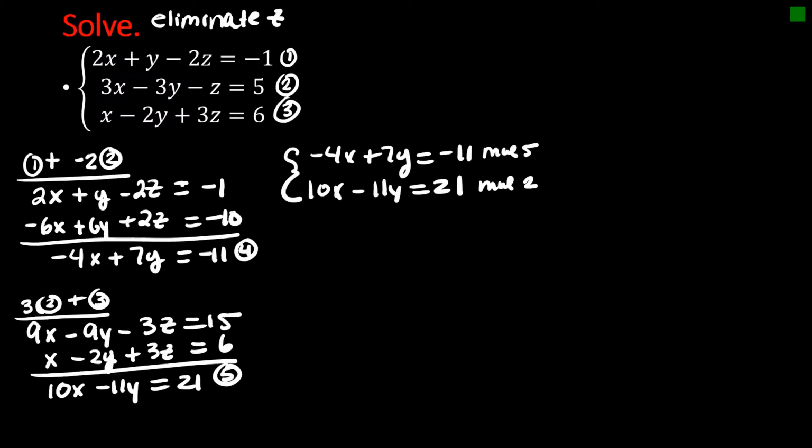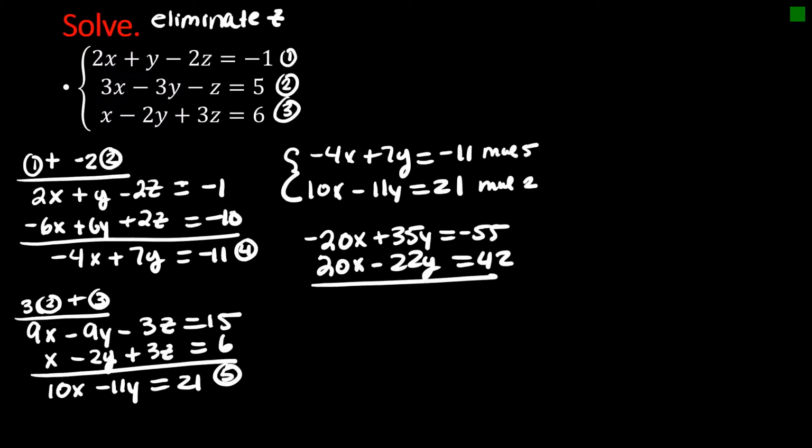So the first equation multiplied by 5 gives me negative 20x plus 35y equals negative 55. And my second equation multiplied by 2 gives me 20x minus 22y equals 42. When I add, I'll get 13y equals negative 13. So y is negative 1. And if y is negative 1, I can find x.